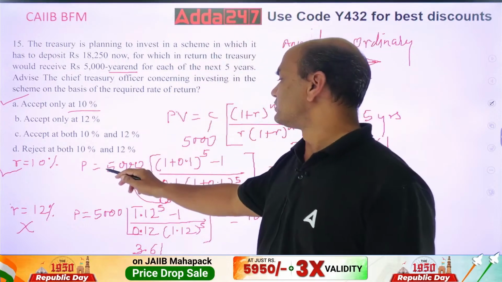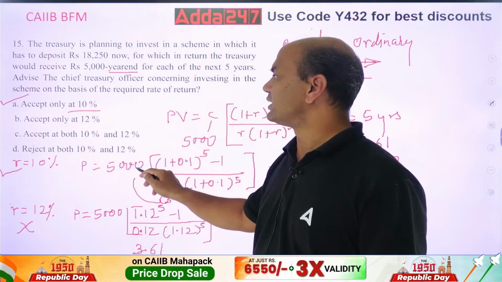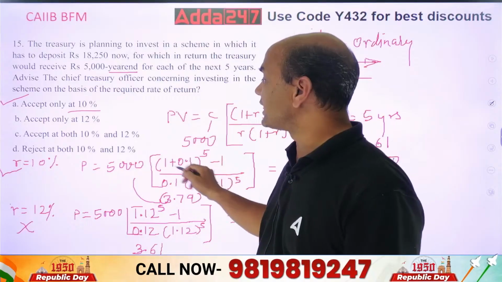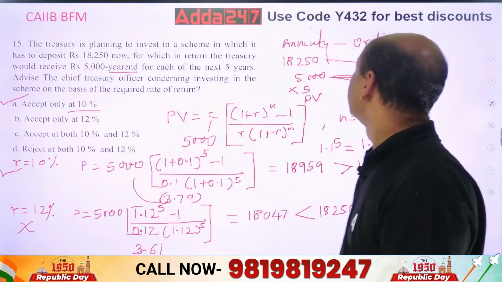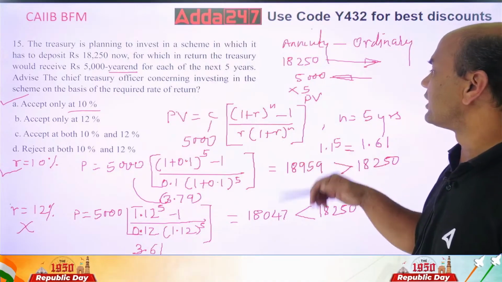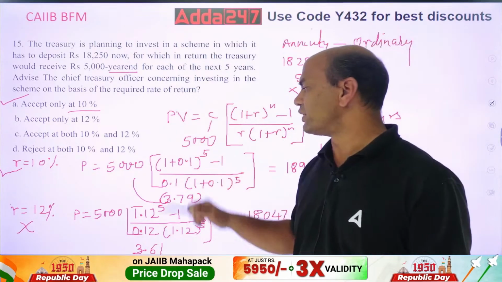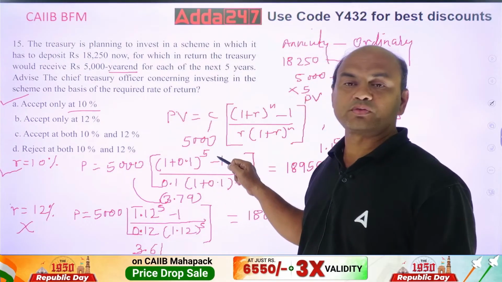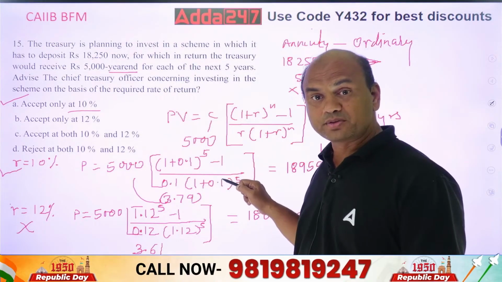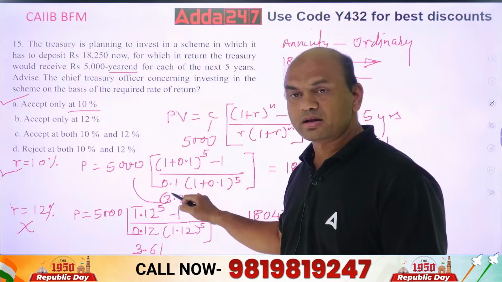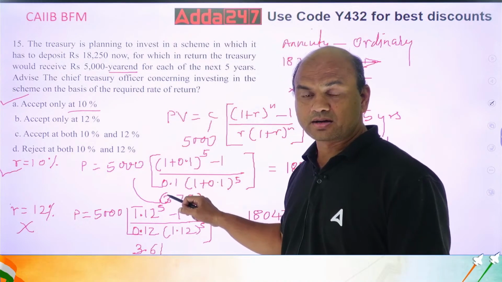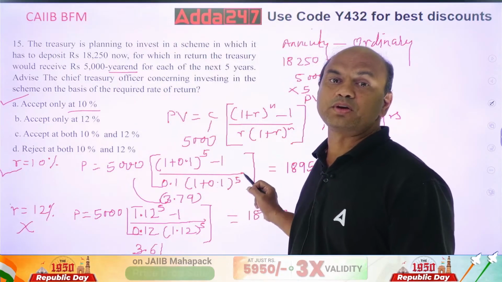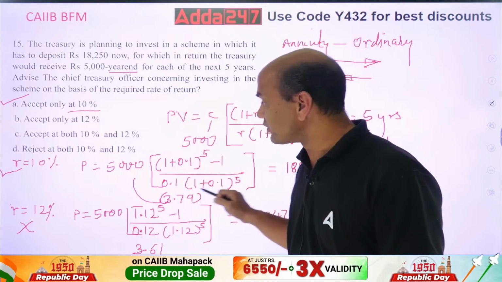So P, means present value, equals C, 5,000, whatever I am investing per year, into (1 plus R, R is 10%. 10% means 10 upon 100, so that is equal to 0.1. So 1.1, 1 plus 0.1 raised to n. N is what? 5. Minus 1), the whole upon R into (1 plus R) raised to n. Pay attention everyone. 1 plus 0.1 raised to 5. This is what we will be doing.